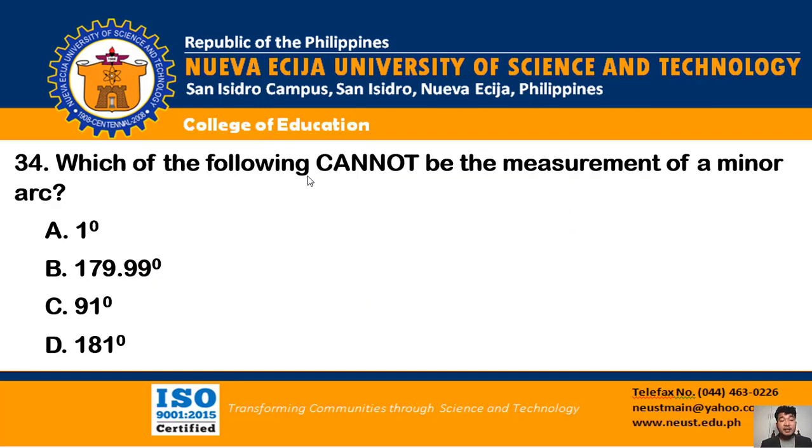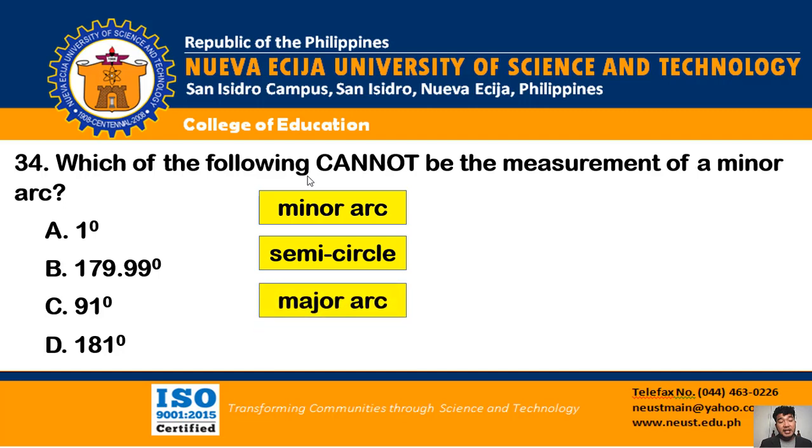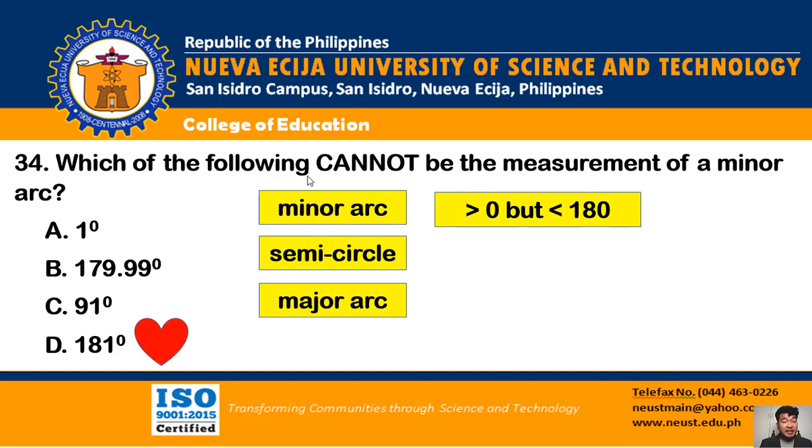Number 34. Which of the following cannot be the measurement of a minor arc? Let's just have a short recap on the different types of arcs that we have. We have the minor arc, semicircle, and major arc. Minor arc measures greater than 0 but less than 180. So definitely the measurement that cannot be the measurement of a minor arc among these choices is letter D, which is 181, because it's greater than 180 already.